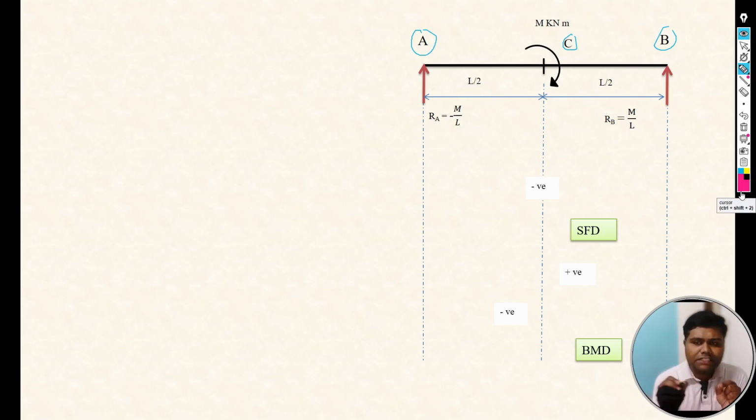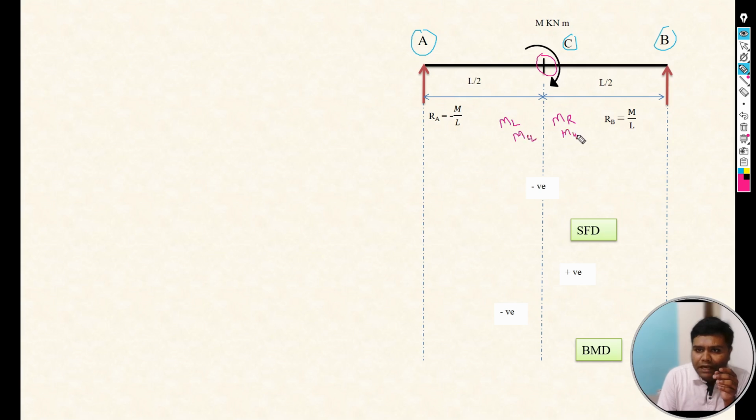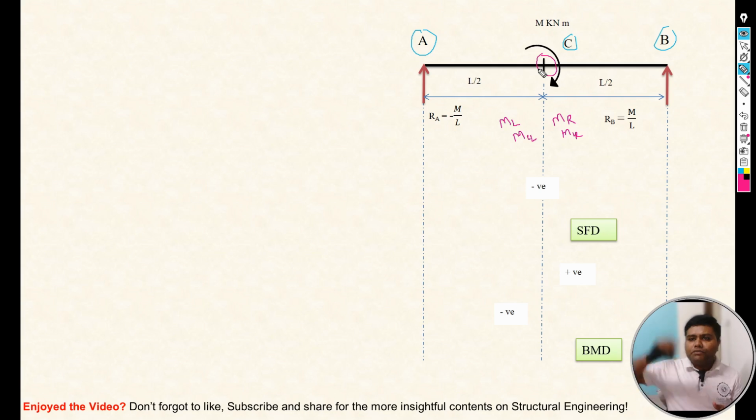But remember, listen carefully, one thing we need to keep in mind while calculating the bending moment: if any beam is subjected to a moment or couple, on that point we need to calculate the moment at the left of that point and the right of that point. Means here we need to calculate the moment C left and moment C right. Why? Because a moment is acting there, and due to that moment your bending moment diagram will suddenly change at this point, same as the shear force diagram.